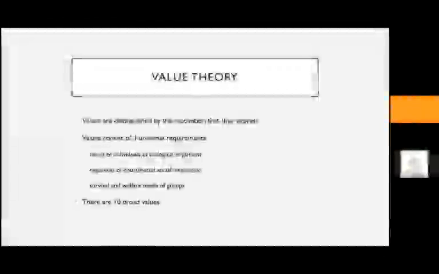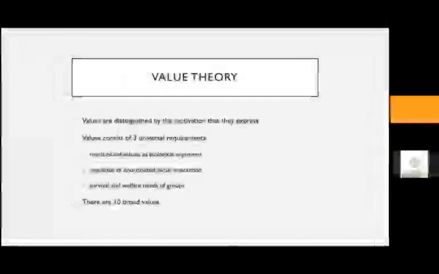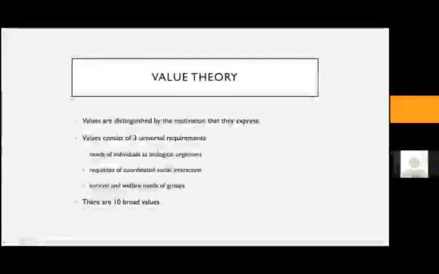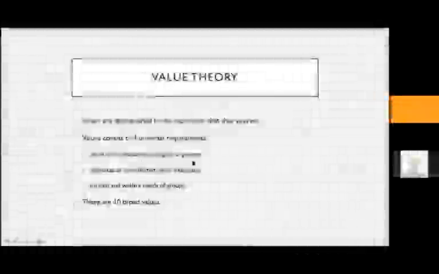So in this, we get to realize that values are distinguished by the motivations that they express. And there are 3 universal requirements for values in the value theory, which Schwartz spoke about. There are 3 motivational requirements, 3 universal requirements for all the 10 values which he speaks of. The first requirement is the need of an individual as a biological organism. So these values are, first of all, something that you need as an individual.